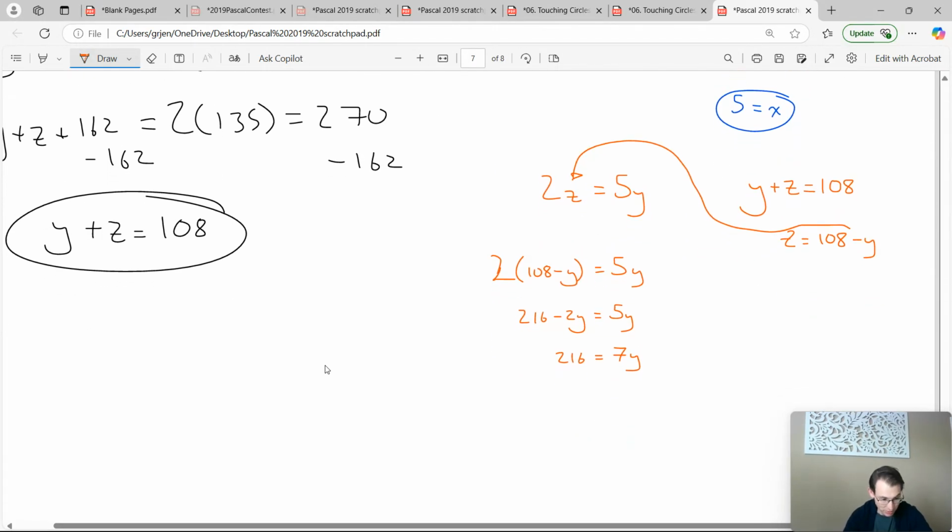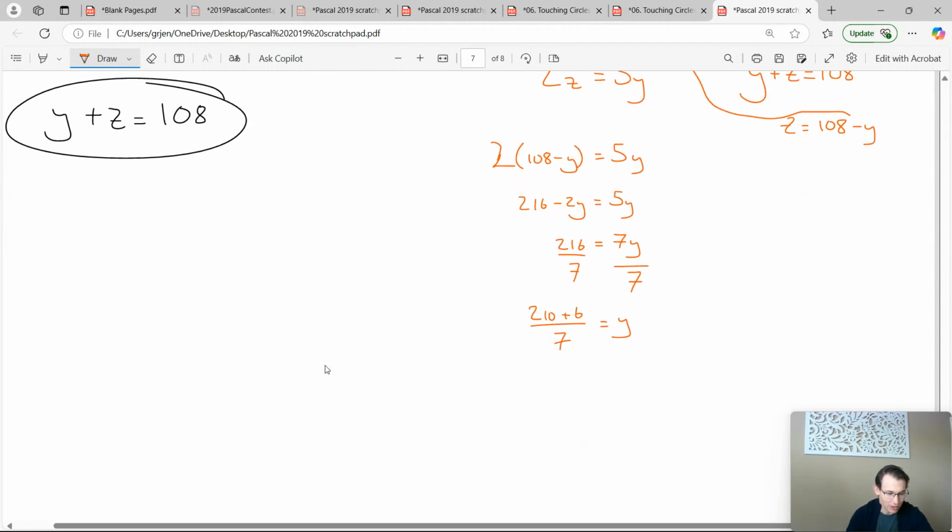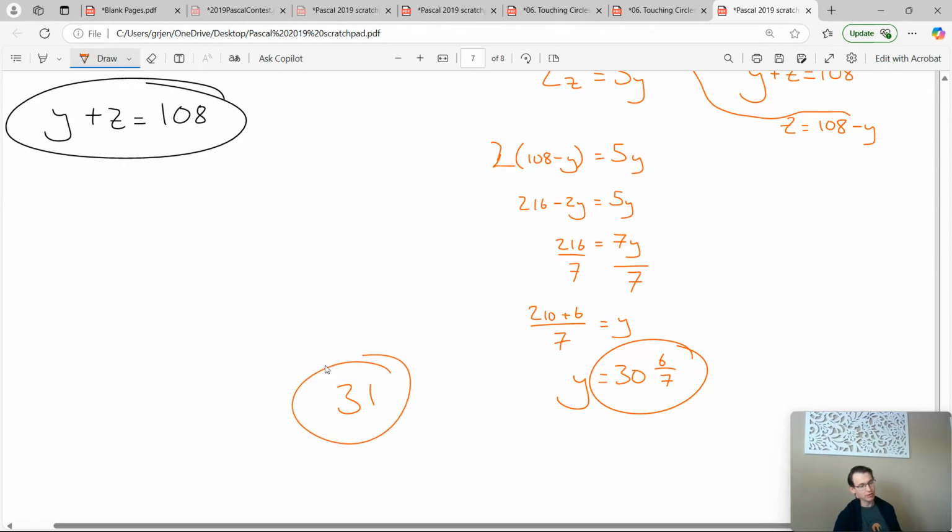And then when I divide both sides by 7, folks, we find that this is 210 plus 6 all over 7 is equal to Y. In other words, Y is equal to 30 and 6/7. That's the area of that little bit we didn't know. We were asked for the closest integer, so 31 would be the correct answer. Any questions, hit me up in the chat.